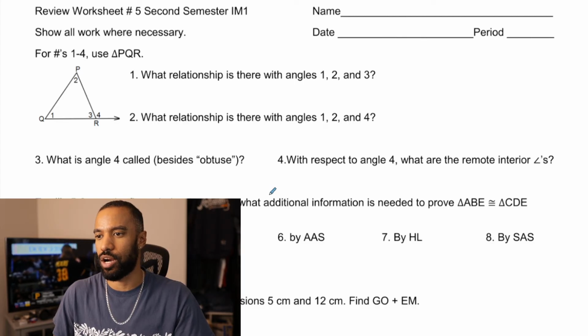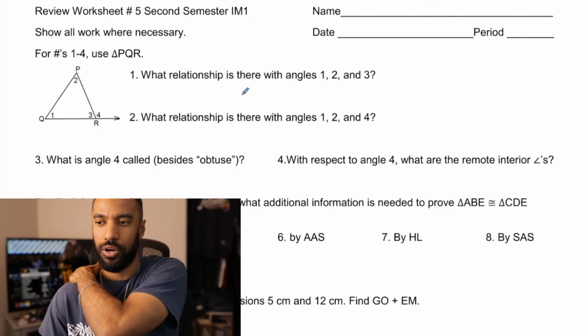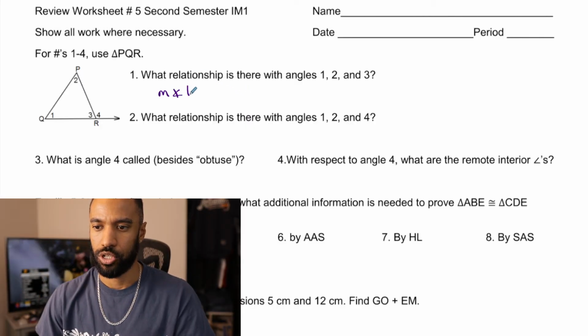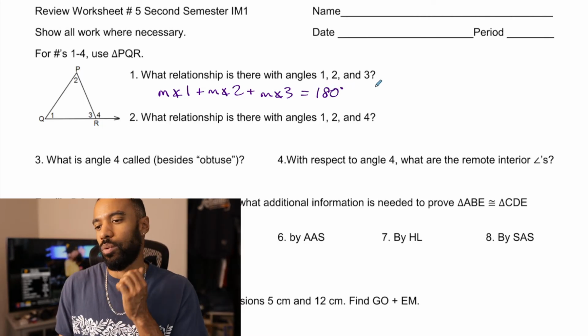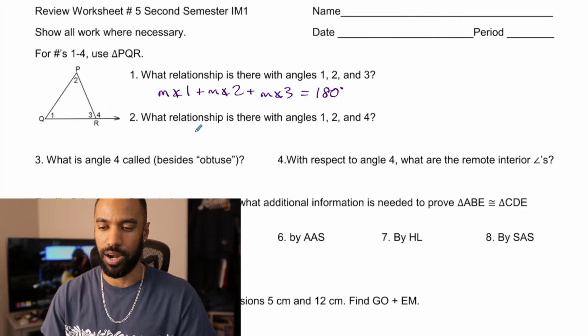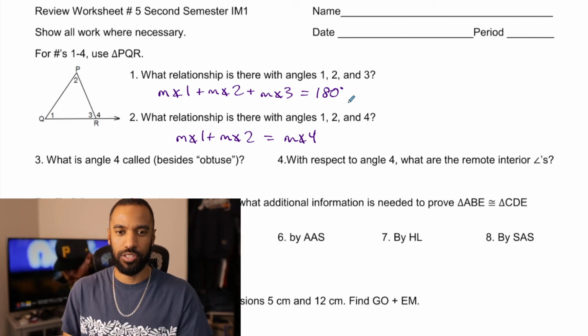What relationship is there with angles 1, 2, and 3? They all add to 180 degrees here. The measure of angle 1 plus measure of angle 2, they're the ones inside the triangle, plus measure of angle 3 equals 180 degrees. What relationship is there with angles 1, 2, and 4? These are remote interior angles to that exterior angle. If you add 1 and 2, you get 4.